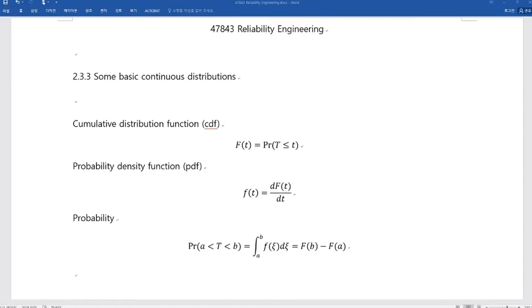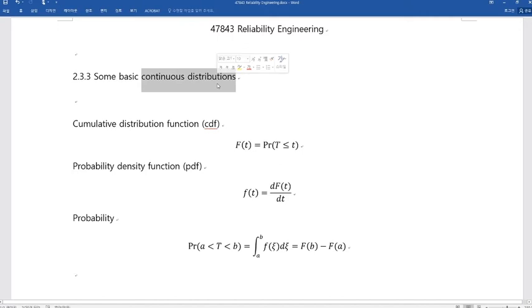So, last time we talked about, in this course, we are currently talking about probability distributions, probability density functions, and probability distributions. And last time we talked about discrete probability distributions. And today we are going to talk about some continuous distributions.